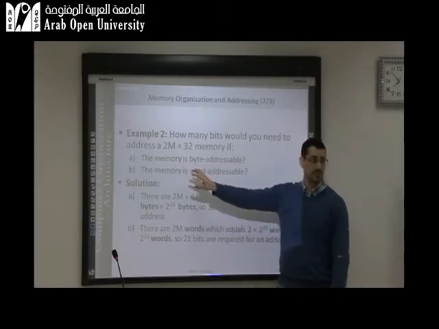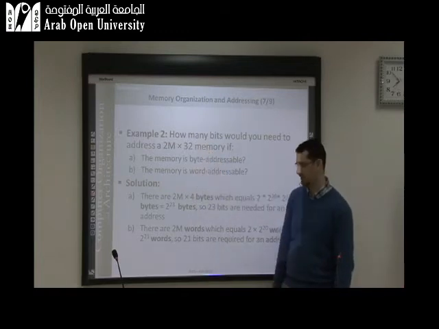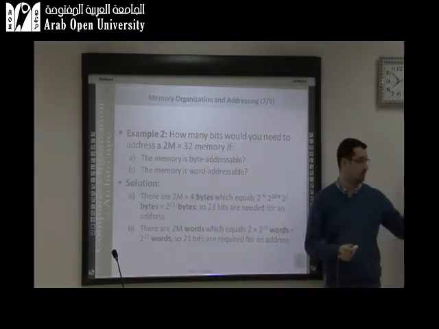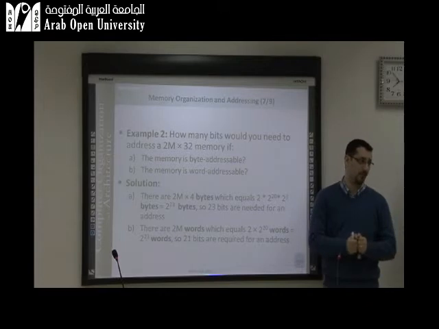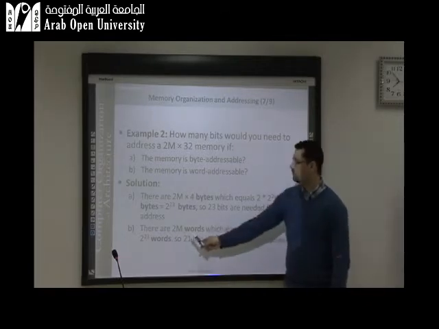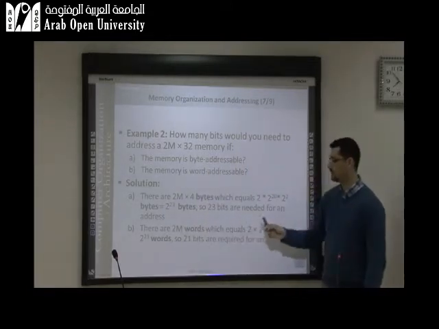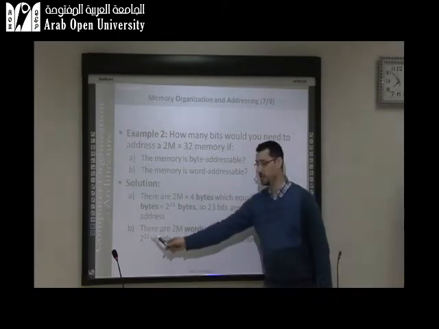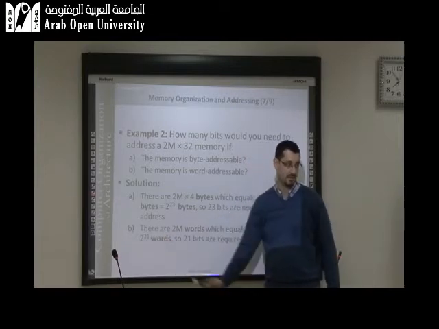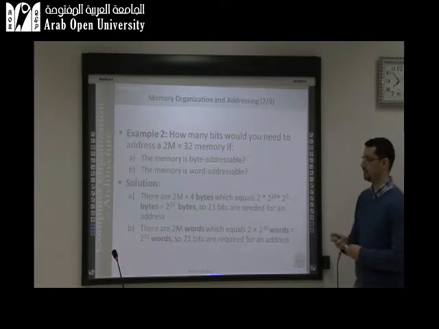I'll start with word addressable, because I already explained that, and then I will go back to the first question, that is if it's byte addressable. If it's word addressable, all that we need to do is to divide the capacity by the word length, because each location contains only one word. So we have 2 meg times 32, dividing this number by 32, we will have 2 meg, that is equal to 2 times 2 power 20, that is 2 power 21. So how many lines do we need? We need 21 lines to address this memory. So each address is a 21-bit binary number.